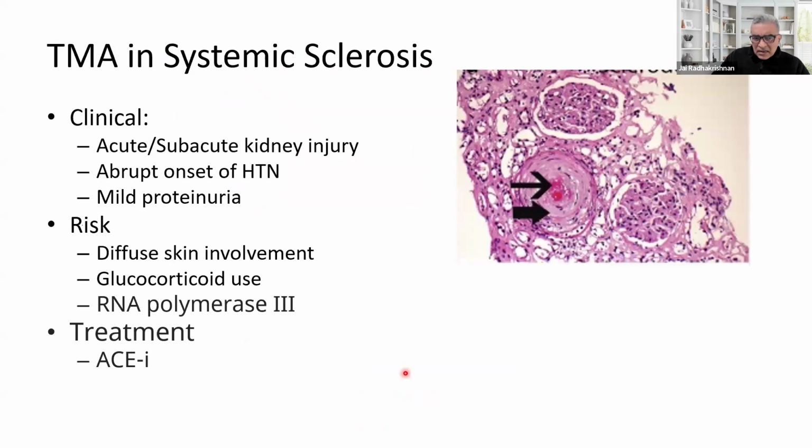TMA and systemic sclerosis occurs typically in the setting of acute or subacute worsening of blood pressure and skin lesions. Proteinuria is usually very mild, and you can see very classic onion skinning, which leads to ischemia of the glomerulus and progressive renal failure. So steroid use has been associated, and most of these patients have a higher preponderance of being positive for RNA polymerase III. And thus far, the only treatment is ACE inhibitors. Eculizumab and other C5 inhibitors are not effective in this situation.